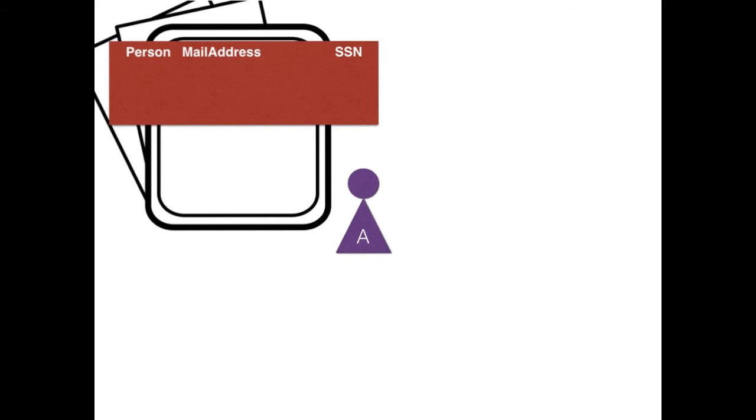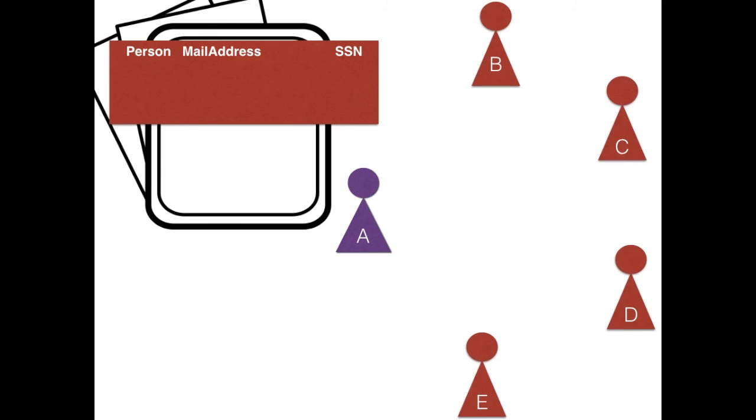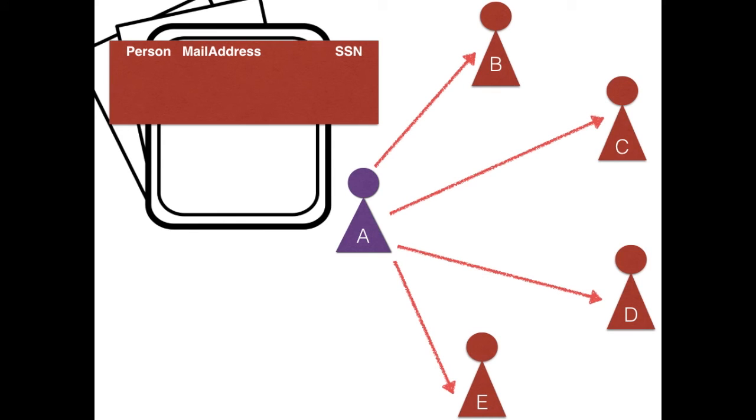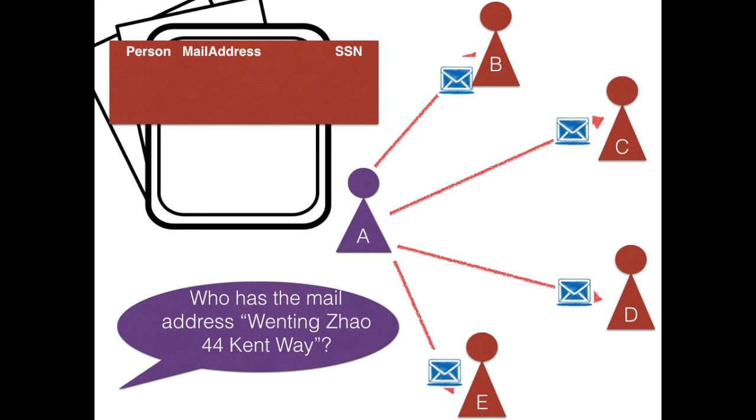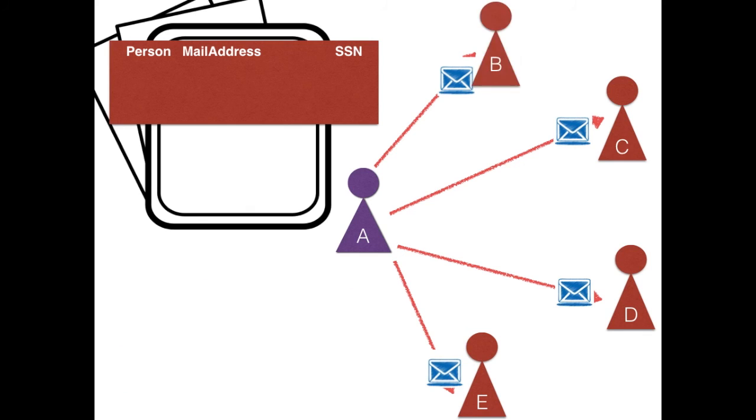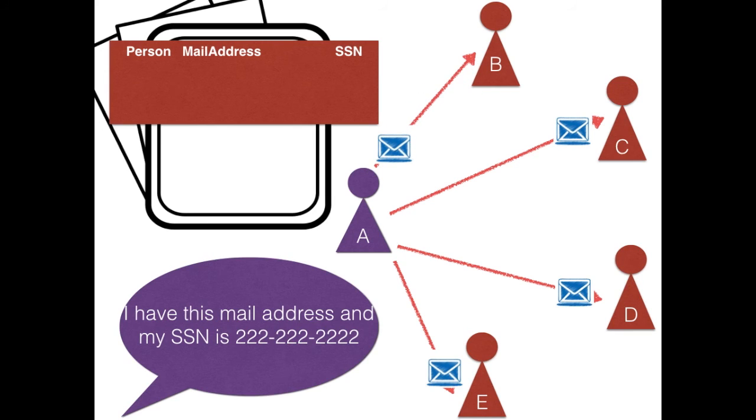Now let's talk about how to find a MAC address by using an IP address. We use mailing address and SSN to describe this. Assume A wants to find out the Social Security number of each person and match the mailing address with the Social Security number and the exact person. So A hands out to everyone the same message, which is called a broadcast, and says, "Who has the mailing address Wenting Zhao, 44 Kent Way?" B has the same address, so he replies with a message of his mailing address and Social Security number.